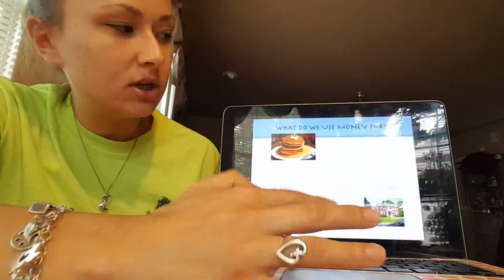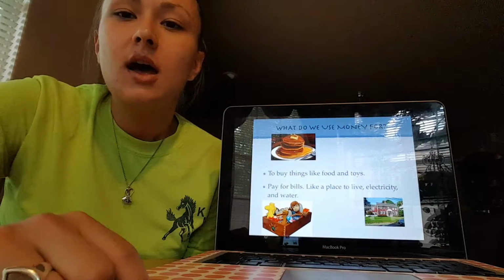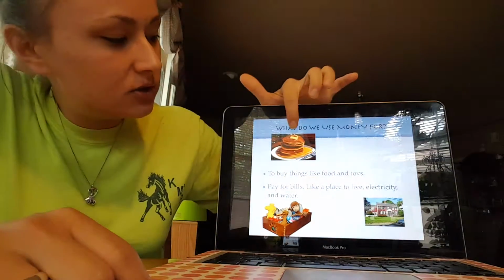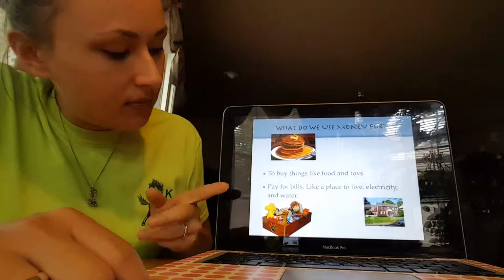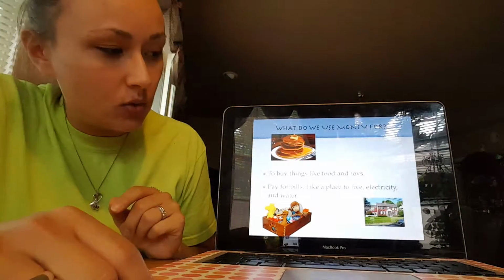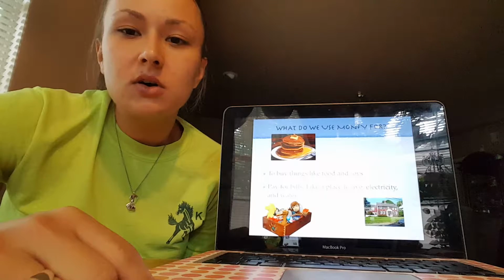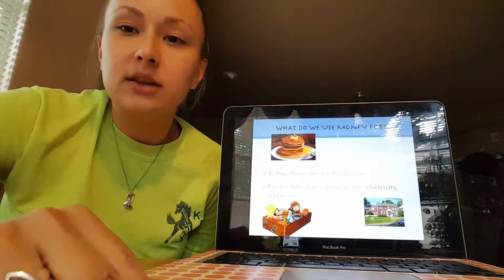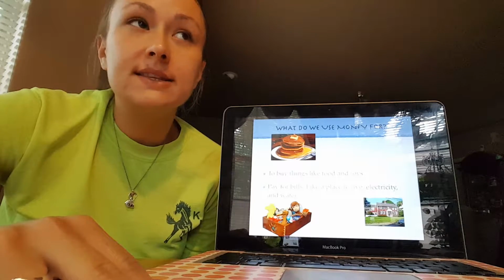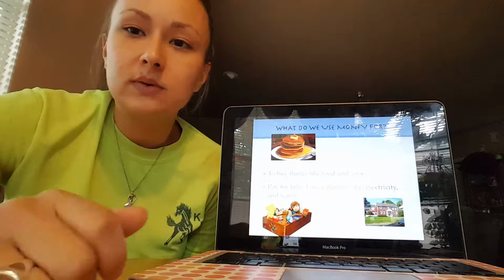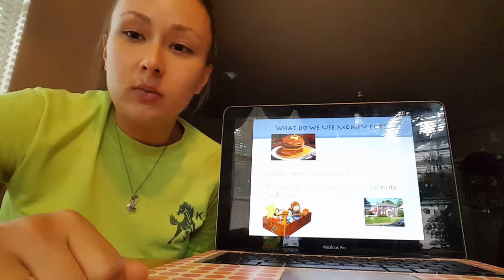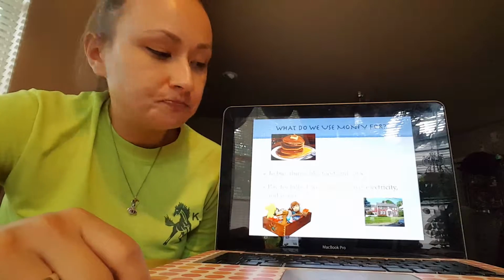There are many different uses for money, why we need money. Some would be to buy food and toys, things that we enjoy, and to pay for bills. Bills are things that include a place to live, electricity, all the lights in our house, all the appliances that we plug in, and the water that we use. That all costs money.